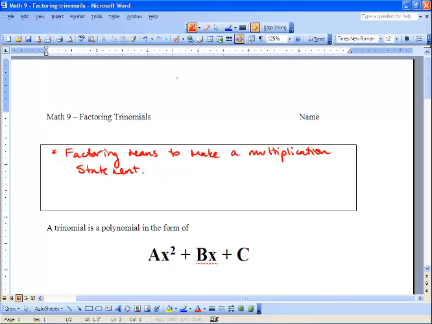And so, for example, we had 4x plus 12x squared. If we found a common factor, or we factored this, we would look for things that can multiply to this. Well, what's common? We get 4x is common between both of them. 4x times 1 equals 4x, plus 3x will equal 12x squared. And now we have a multiplication statement that will give us what we started with.